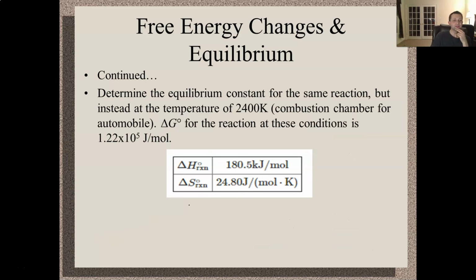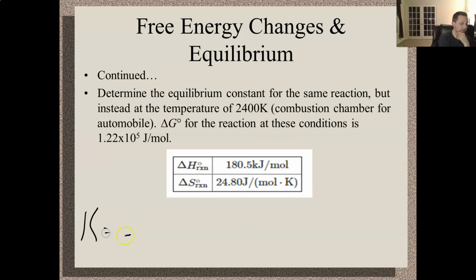So let's do one more. Determine the equilibrium constant for the same reaction, but instead of 298 Kelvin, we're at 2,400 Kelvin, which is the combustion chamber for an automobile. So that's where this reaction actually occurs. So that's why it's kind of a real-life example here. And it gives you the delta G standard for the reaction at these conditions is 1.22 times 10 to the 5th joules per mole. So they had to tell you the delta G for these conditions, all right? So you get 1.22 times 10 to the 5th. That's your delta G value. Plug that into your equation and see what you end up with for K, all right?